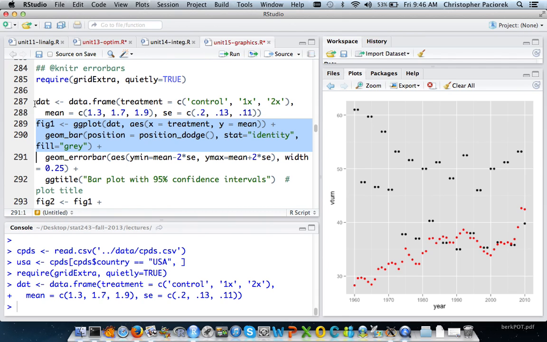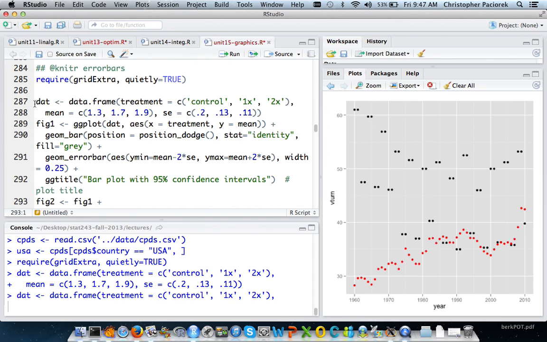And then I'm adding to that another layer, which is to put in the error bars. There's a geom_errorbar function that will do that, where I again need to tell it what the upper point and the lower point of the error bars are. So that's what this ymin and ymax is. And then the width is basically just controlling how wide the error bars are. And then on top of that, I'm going to add a title, which I do with this ggtitle function.